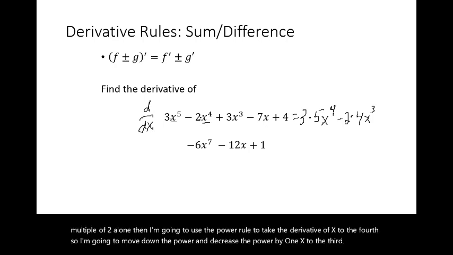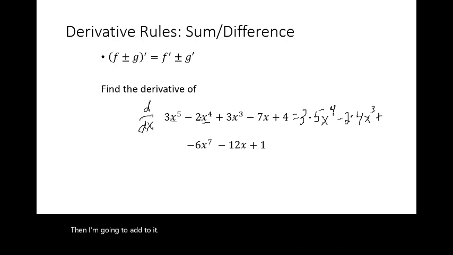Then I'm going to add to it. I'm going to leave that constant multiple of 3 where it is. And then I'm going to use power rule to take the derivative of x to the 3rd. So I will move down the power, so times 3, and then decrease the power by 1, x squared. Sorry, I'm running out of room.